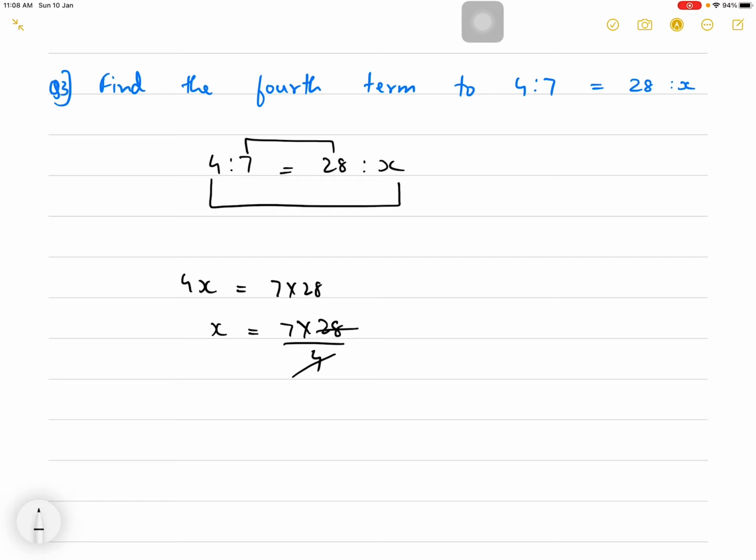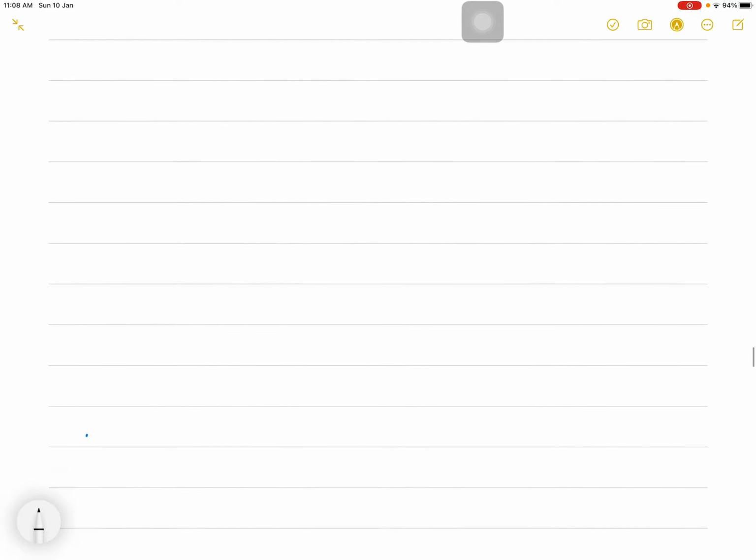Right? 4 sevens are 28, 7 sevens are 49. So x is equal to 49. So the fourth term, the x value you have found out, is 49. Let's solve the next problem.